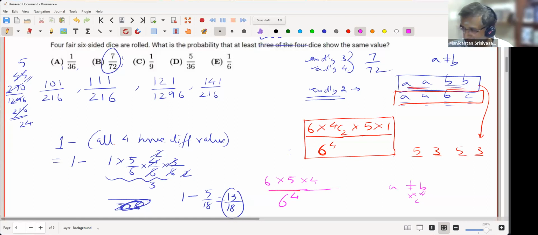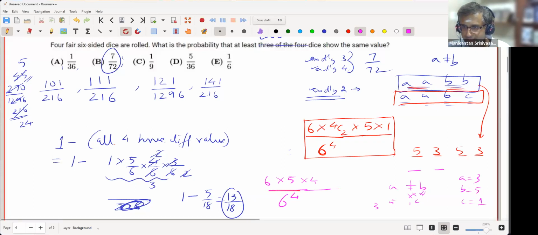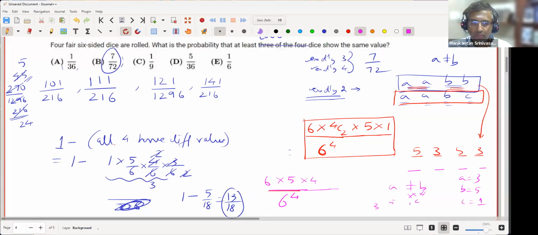Now, having done this, what should I do? Let's put an example. Let's say I've selected A as 3, B as 5, and C as 1. Okay. Now, 3, 5, and 1 are my chosen ones. Now, of the 4 spots, I'll have to pick 2 spots which will have the same value, correct? I'll have to pick 2 spots which will have the same value.